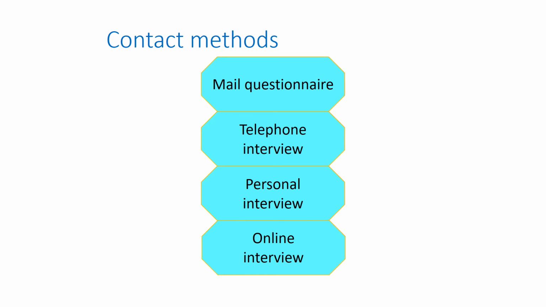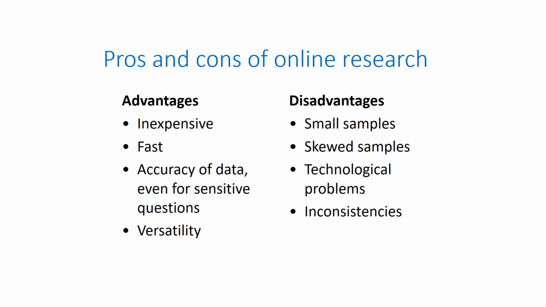Contact methods, in terms of different types of methods, include mail questionnaires, telephone interviews, personal interviews, and online interviews. And the pros and cons of online research include it's inexpensive. It's easier to contact people online. It's fast, accuracy of data, even for sensitive questions, because you're not doing it face to face. Versatility. And the disadvantages: small sample sizes. The samples can be skewed. There can be technological problems, and there can be inconsistencies which could lead to biases.